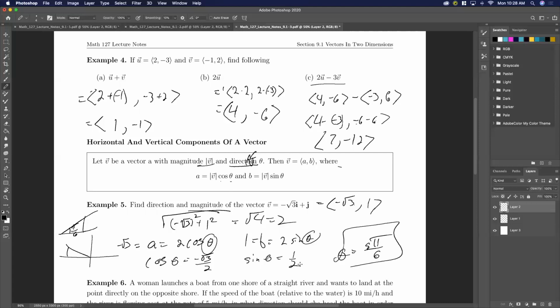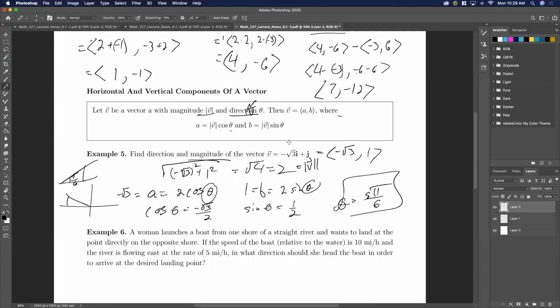Okay, so now I know the magnitude. The magnitude of V is equal to this, and then the direction is 5 pi over 6. And so that's how you can do that. We'll give you more of this, so you'll get a chance to play with this tonight, so I'll let you guys go and do that.